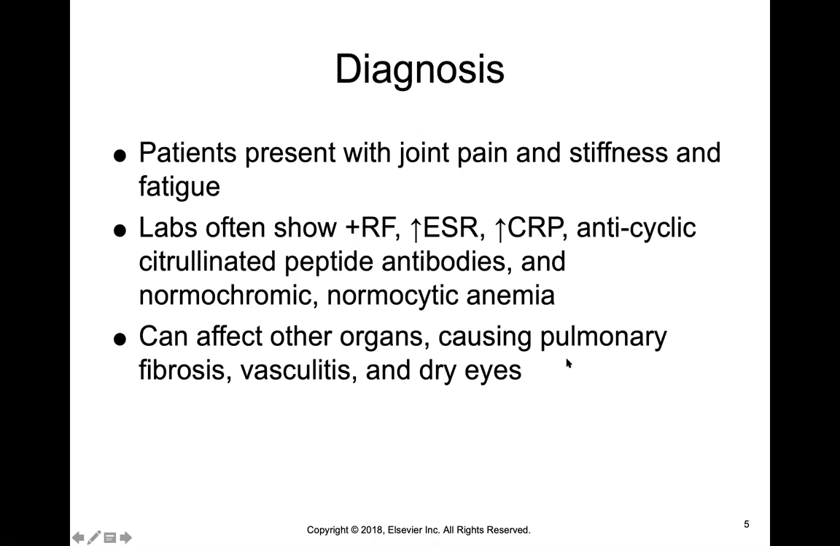So to diagnose rheumatoid arthritis, patients will present with joint pain, stiffness, and fatigue. Laboratory markers usually show a positive rheumatoid factor, an increase in the erythrocyte sedimentation rate, an increase in CRP, anticyclic citrullinated peptide antibodies, and normochromic normocytic anemia. RA can affect other organs, causing pulmonary fibrosis, vasculitis, and dry eyes.